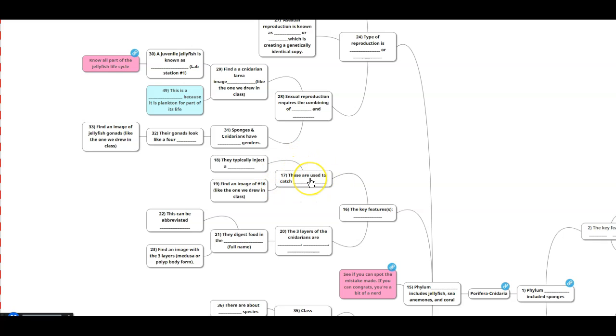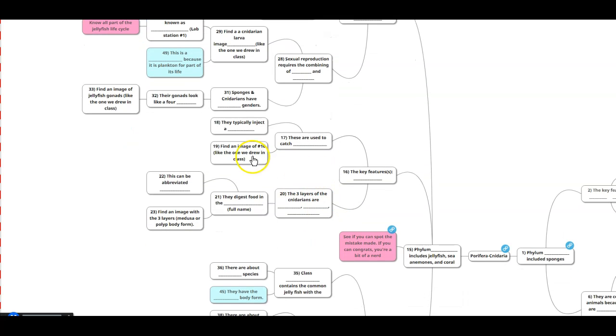17. They're used to catch, and you can have a couple things like food and prey here. Plankton's probably okay. They'll typically inject a toxin, so don't put a tentacle. They're found on the tentacle, but they don't inject the tentacle. Number 19, find me a picture of a nematocyst. I think for another version of this, it asks you to find 17, so yes, find a picture of a plankton.